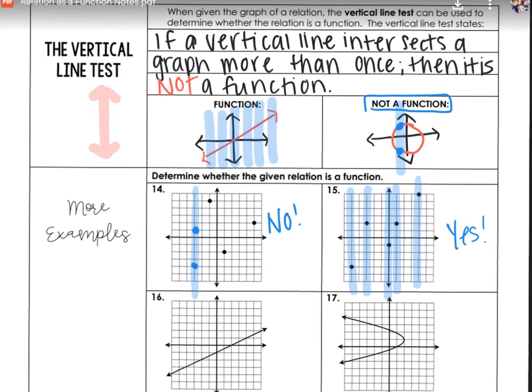All right, let's look at number 16. All right, so this is exactly like my example up top. All of these points will pass the vertical line test because the line only touches 1 time. So this is a function. It does pass the vertical line test. Number 17, vertical line. Here I have a point here and here. Those are 2 points on 1 vertical line, and this is not a function.